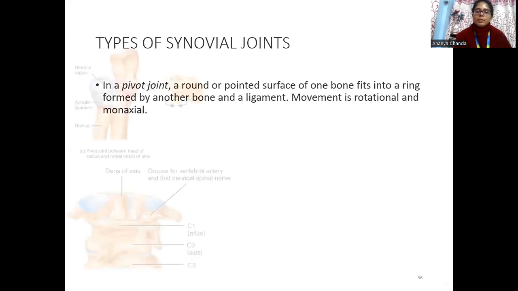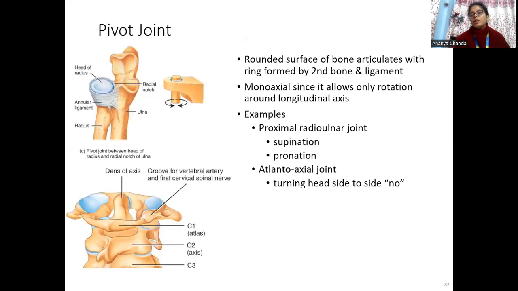Then comes the pivot joint, that is the rotational movement. There is a round surface of a bone which articulates in a ring form with the second bone with the ligament. This is monoaxial, since it allows only rotation around the longitudinal axis. The examples are supination, pronation, and the atlantoaxial joint, turning the head side to side, that is no.